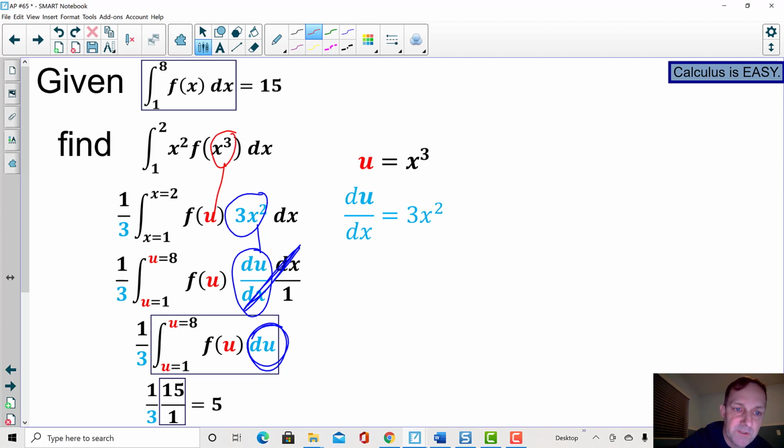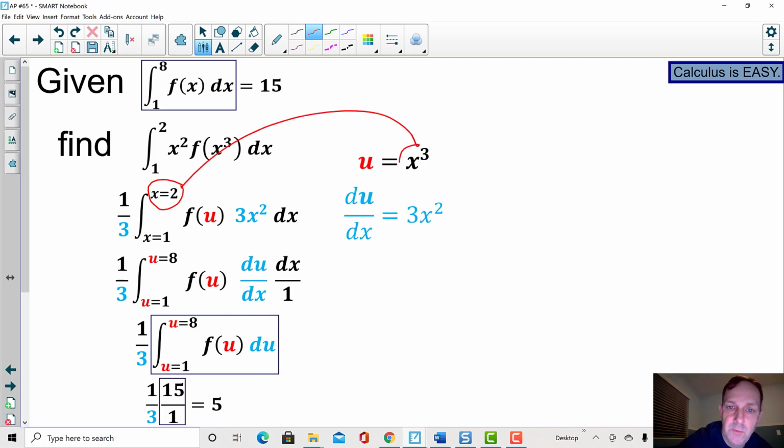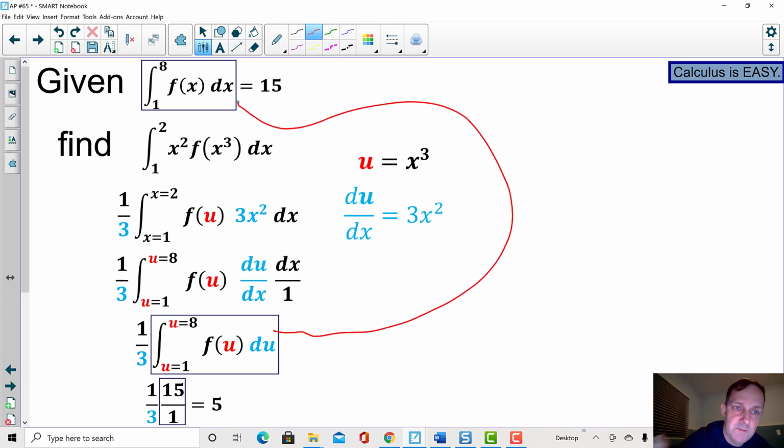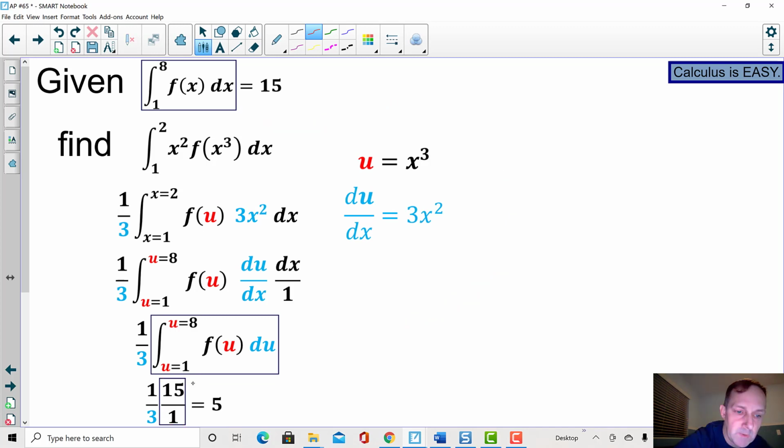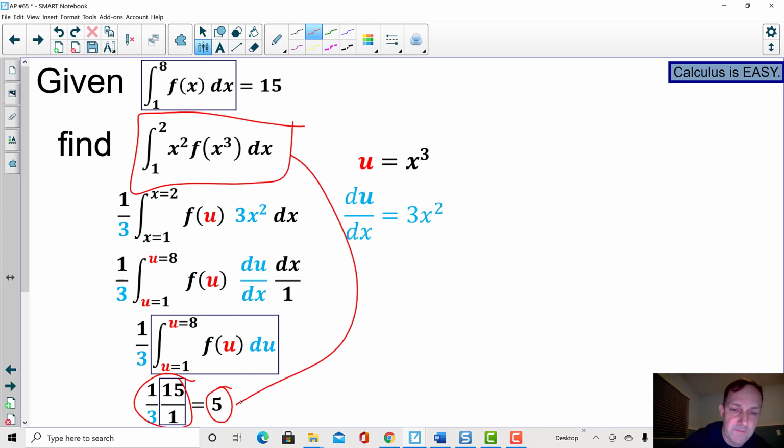Remember, x to the 3rd was your u. Don't forget to change your bounds. When x is 2, u is going to be 8, so we put u equals 8. And when x is 1, our u is also going to equal 1. Now this part in the box is the same thing as 15, so we can trade it for 15. Then we get 15 over 3, which is 5. So this integral that we started with is equal to 5.